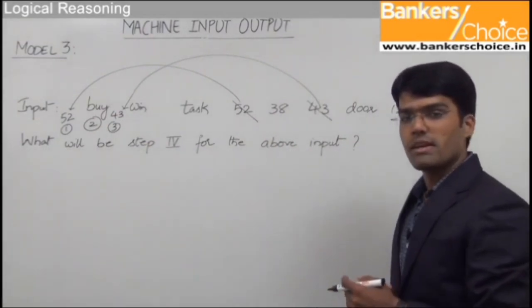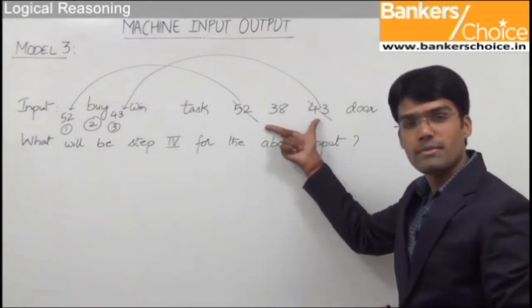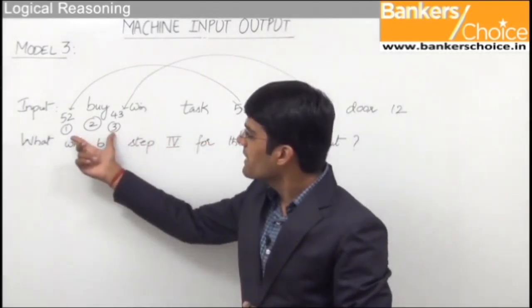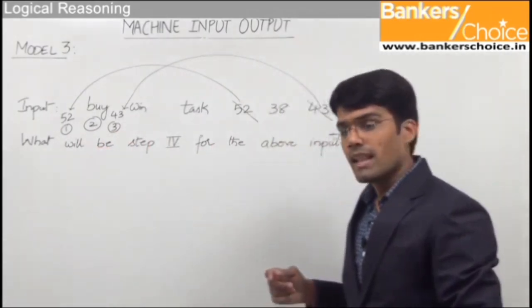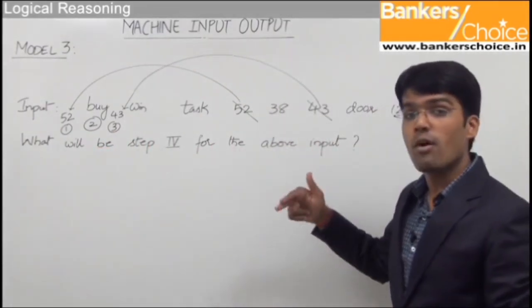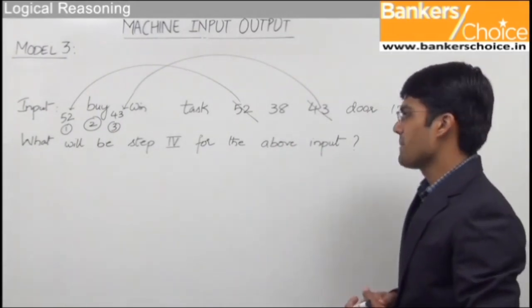I would like to draw your attention to one point here. So far we have finished only 2 steps, as there are only 2 cancellations. But the total number of elements which have been arranged is 3. Now, as we are asked to find out what will be step 4, we need to perform 2 more movements, right? So let us see what will be the next step.